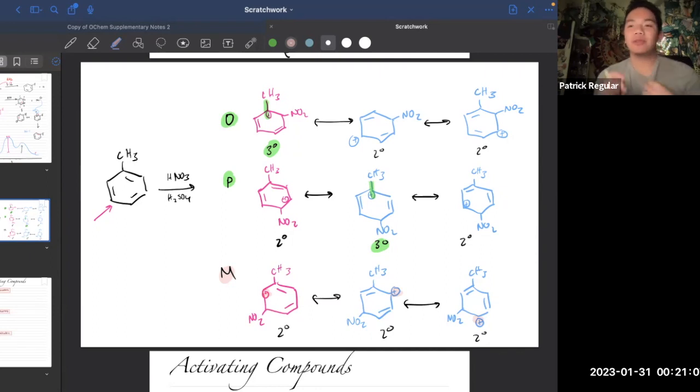Because, okay, imagine, remember, our deactivating groups are electron withdrawing. And our meta directors are always going to have a positive charge or a partially positive charge on the atom that's directly attached to the aromatic ring. So if the atom that's directly attached to the aromatic ring is partially positive, it would make sense that we want meta because of the positive charge, no matter what in either position, is not directly attached to it. This is what I'm trying to say.